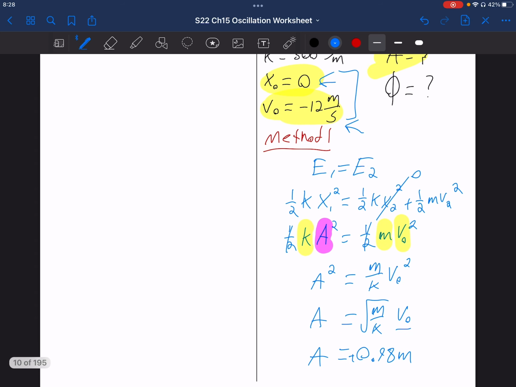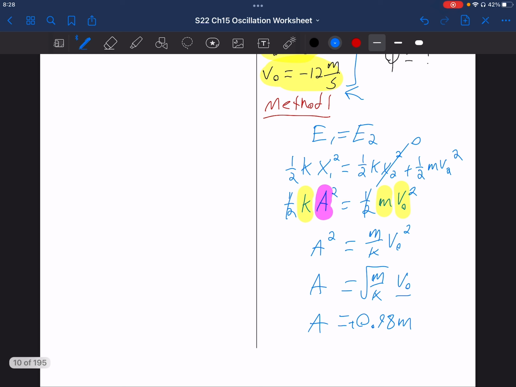Okay, so we know our amplitude, and now the question is, what is our phase angle? So I'll give myself a little bit more room here, and I'm going to write down our only equation on our equation sheet that includes the phase angle, and that's that our position as a function of time is equal to A times cosine of omega t plus phi. Right, so this is our amplitude, A. This is our angular frequency, omega, and this phi is our phase angle. So that's our unknown here.